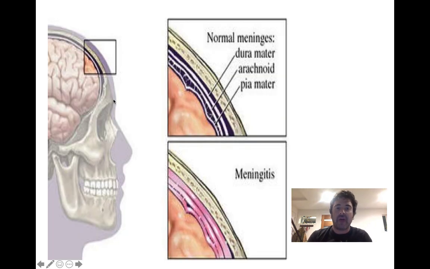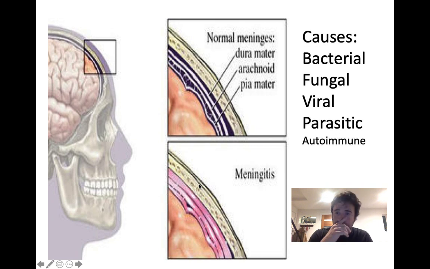Another condition that we have to be concerned with that impacts the meninges and ultimately can put pressure on things like the brain and spinal cord is what's called meningitis. Now, meningitis is an inflammation of the meninges, which are the connective tissue structures surrounding the brain and spinal cord. There are a lot of different causative factors of meningitis.